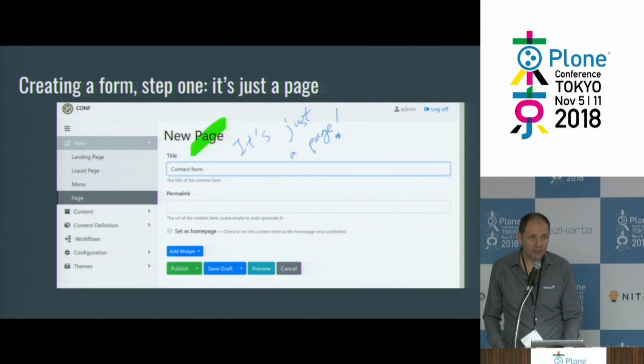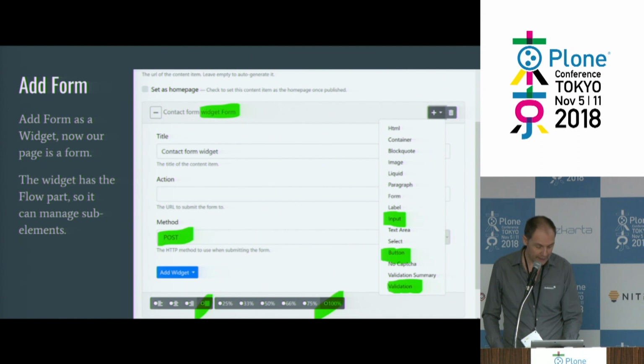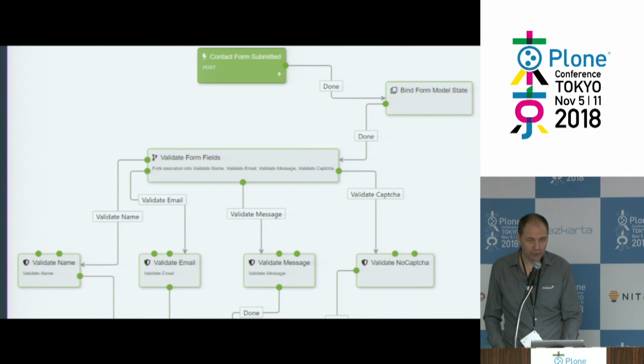To create a form, I'm not creating a special separate thing. I can just stick it on a page. So I create a page, and I add a form widget to it. I set the HTTP method of the widget. I set how it flows. I pick inputs that I add as widgets on that page. Now I've got my contact form.